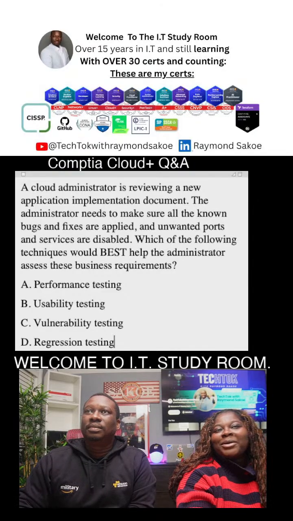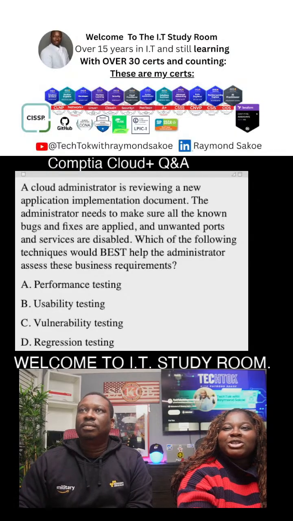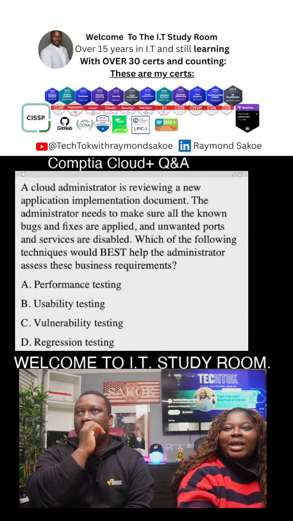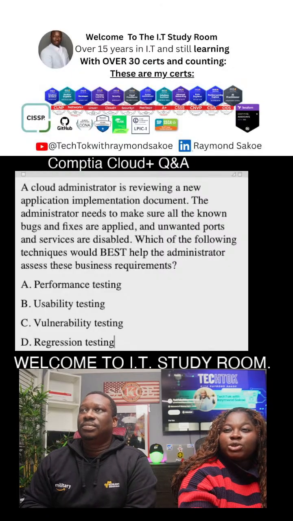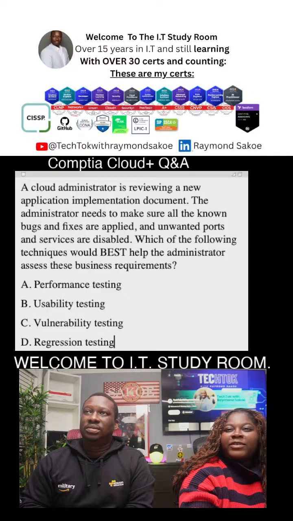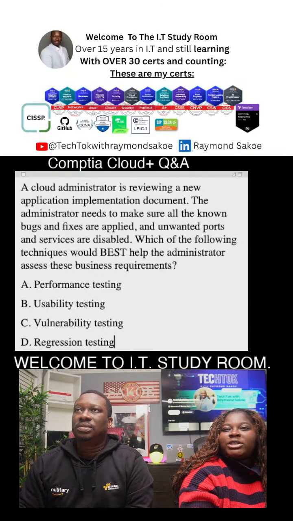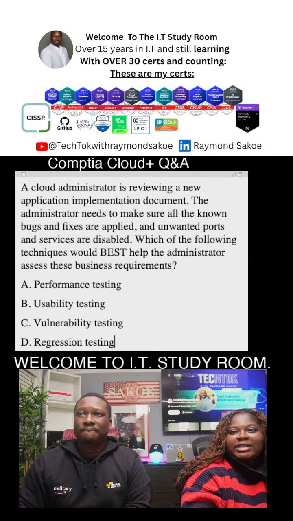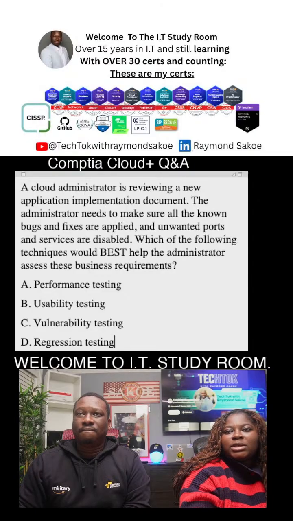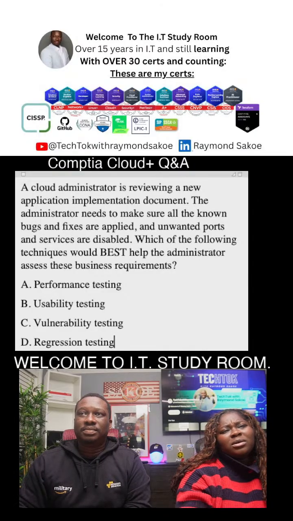All right, so next question is: a cloud administrator is reviewing a new application implementation document. The administrator needs to make sure all the known bugs and fixes are applied and unwanted ports and services are disabled. Which of the following techniques would best help the administrator assess these business requirements? This is a mouthful. It is.